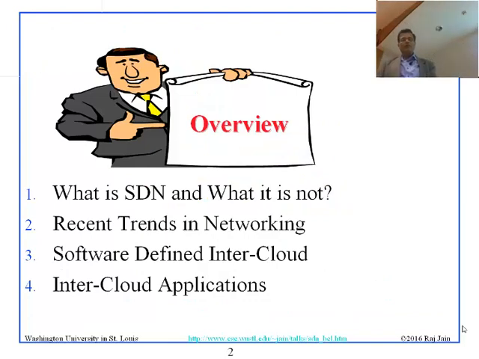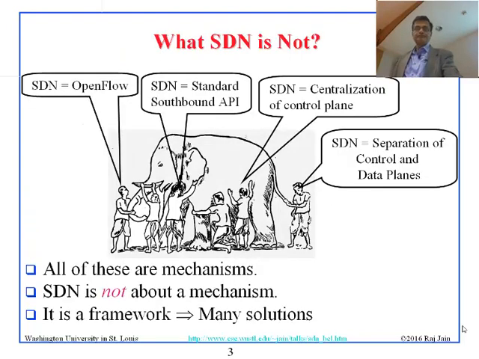All right, so I'm going to talk about what is SDN and what it is not. And this is a very debatable topic. SDN has been around for 5-6 years. A lot of people know what SDN is, but there's a lot of confusion what it is and what it is not. Second, I will talk about what is happening now in networking, and then take you from software-defined networking to software-defined intercloud, and then intercloud applications.